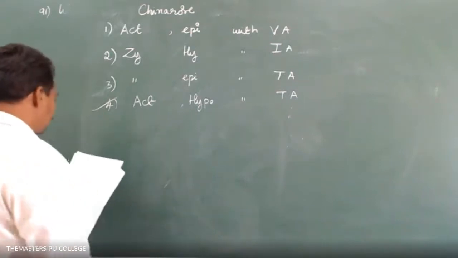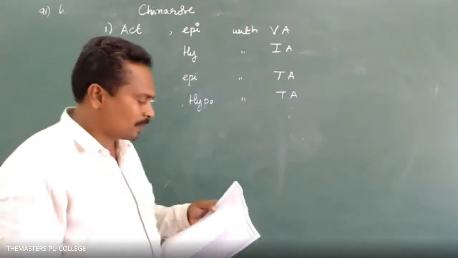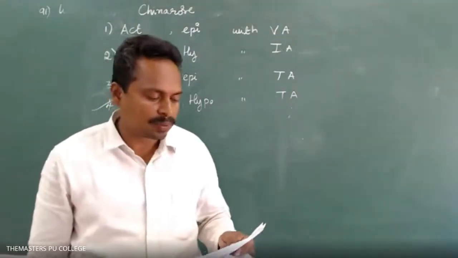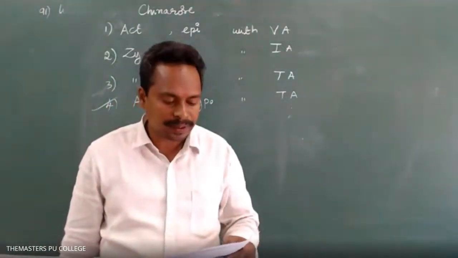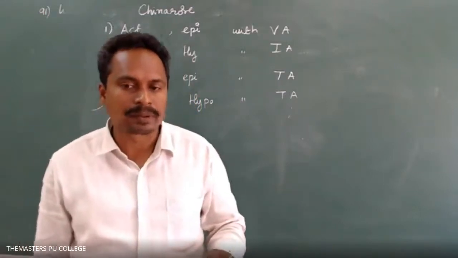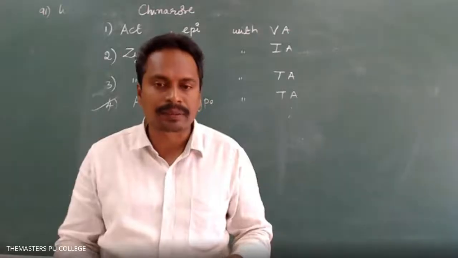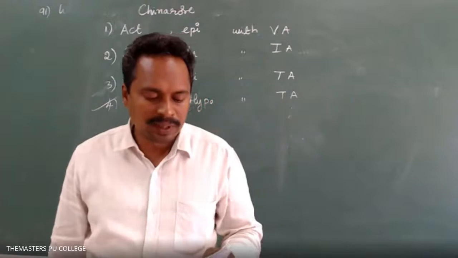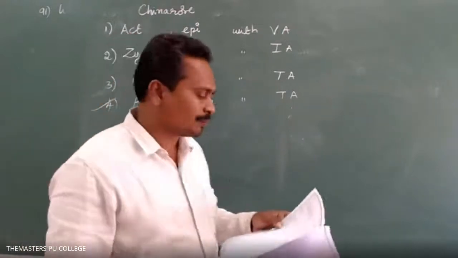Next, 107. Phyllodes is present in. Option 1 is Australian acacia. Option 2 is euphorbia. Option 3 asparagus. Option 4 euphorbia. Very good. Option 1, Australian acacia, is the correct answer. Next, 108. Cymose inflorescence is present in.